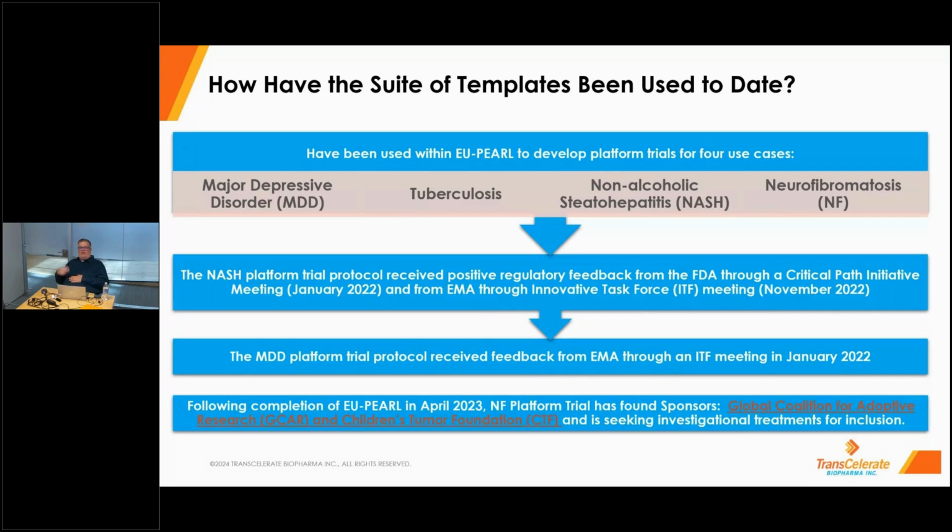And a good success story: following the completion of EU-PEARL in April 2023, the neurofibromatosis platform trial has found sponsors, the Global Coalition for Adaptive Research and the Children's Tumor Foundation, and they are currently in the process of seeking investigational treatments for inclusion. The link to this website will be made available upon request from this meeting.